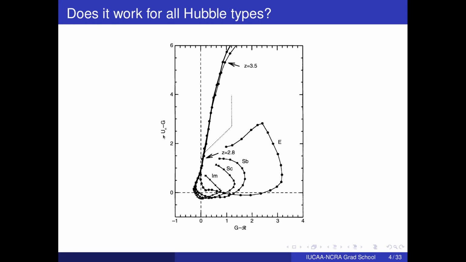So notice here that U minus G color is higher than some threshold, so it's red. And G minus R color is below some threshold, which means it's blue. Blueward of that threshold.